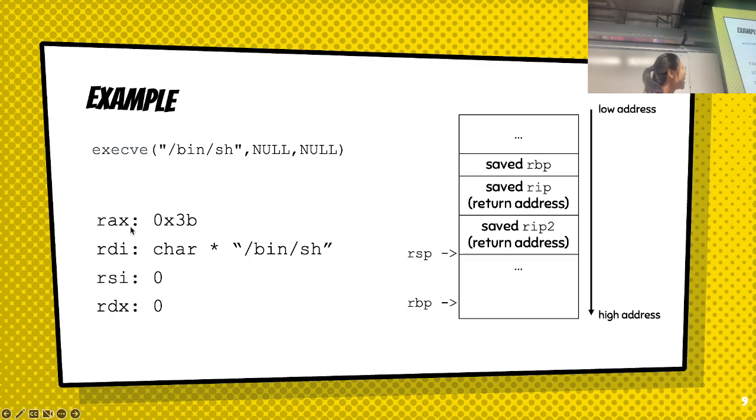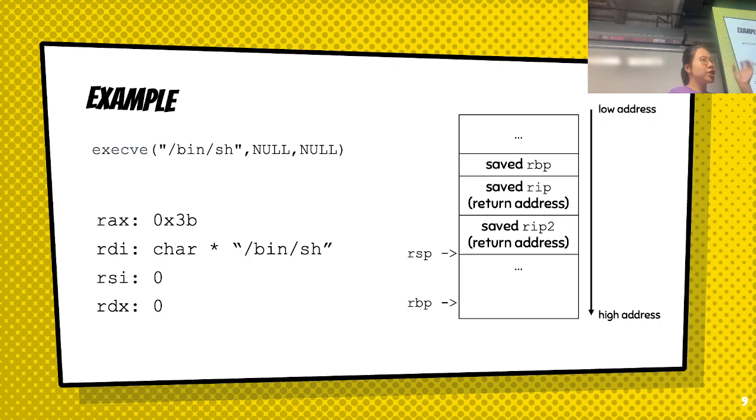The second argument, which is RSI, is null, so it's 0. And then RDX, which is the third argument, is also 0. So that means we want to make sure that these 4 registers, RAX, RDI, RSI, and RDX, have the exact values that we expect, and then we have a system call. So how can we make that happen?